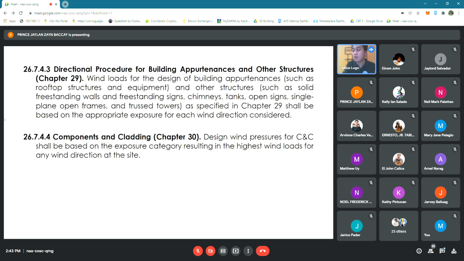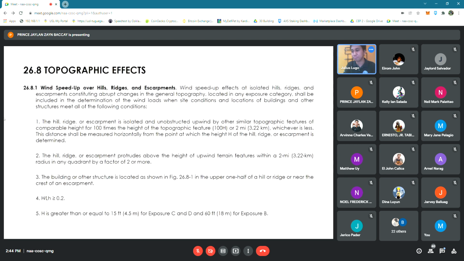So, sa components and cladding naman, that will just be similar to the second procedure, pero ito, C&C na siya. So, similar lang siya sa envelope procedure. Pero nga lang, yung second procedure kanina, that's for the MWFRS lang. Pero ito, components and cladding naman, whichever will be the exposure type and the roughness type that will give you the most critical loading, yun yung gagamitin. Next, we have topographic effects.